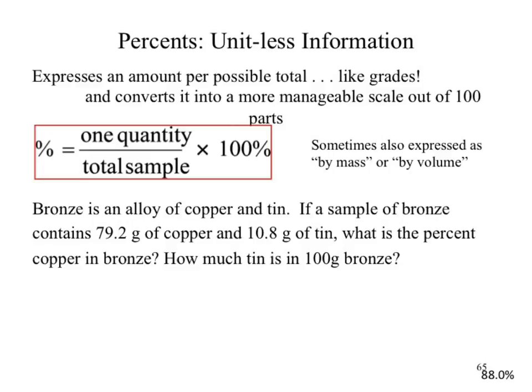So bronze is an alloy of copper and tin. If a sample of bronze contains 79.2 grams of copper and 10.8 grams of tin, what is the percent copper in bronze? How do you solve? What are you being asked for?